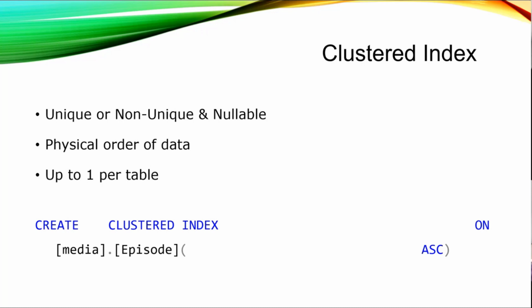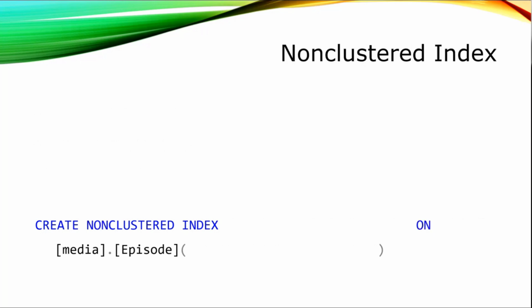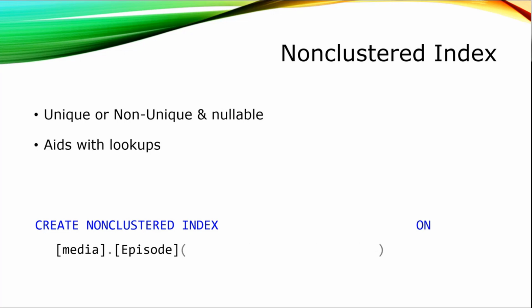So let's look at a different option for a clustered index on this episode table. Okay, this time we'll see a composite key example where we say, all right, my index is going to be on the television ID, the identifier for the series, and then the episode within that series. We'll go over why that's a good option. And then subsequently a non-clustered index. It is also nullable and does not need to be unique. But this aids more so with those lookups, getting the information where we have a point of ingress to go get the information that we need.